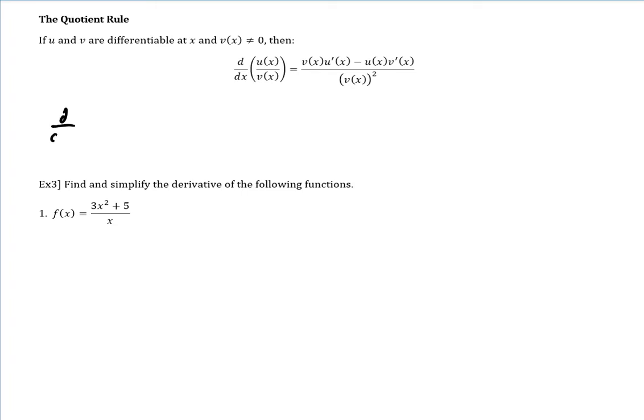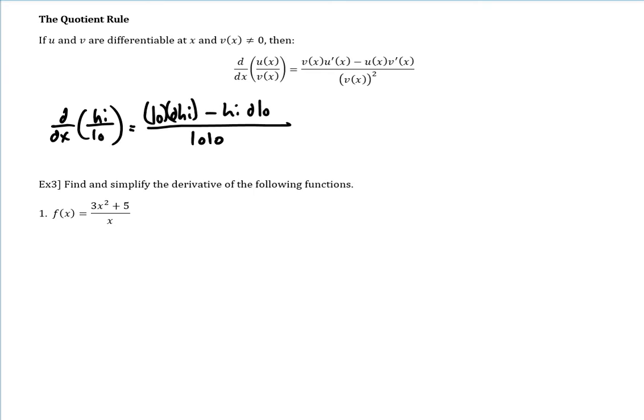The way that I like to memorize it, I think of it as a high function over a low function. So high over low becomes, when we do the derivative, the low times the derivative of the high, so low d high minus high d low, all over low low. So that's how I think of it.